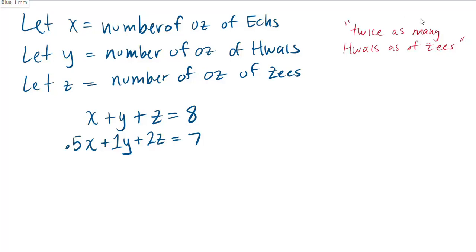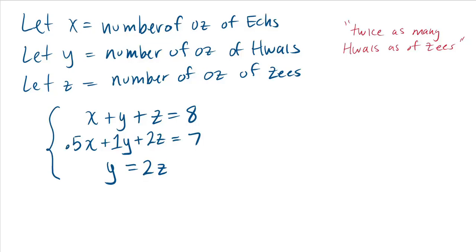It says twice as many Y's as of Z's. That does not mean take 2 times the number of ounces of Y's though. When we say we have twice as many Y's, that means the weight of the Y's is 2 times the weight of the Z's. The number of Y's is the larger number. So if I want to express that there are twice as many Y's as Z's, I would write Y equals 2 times Z, not 2Y equals Z.